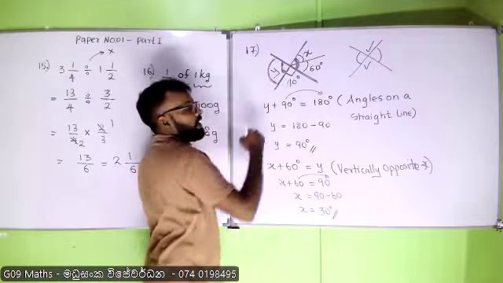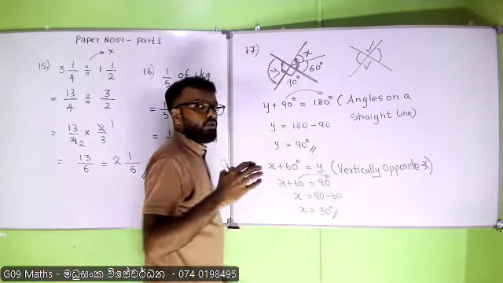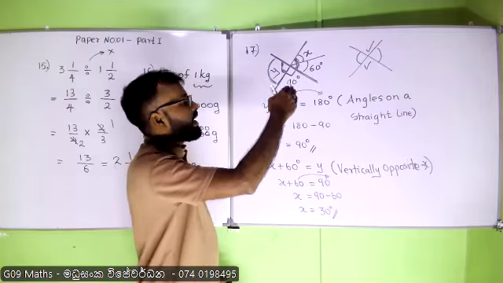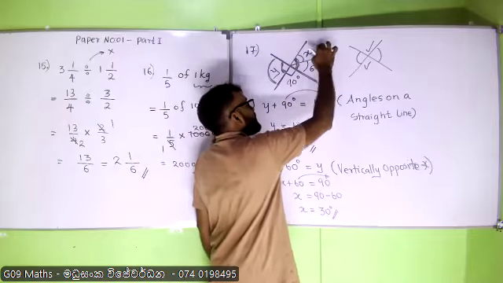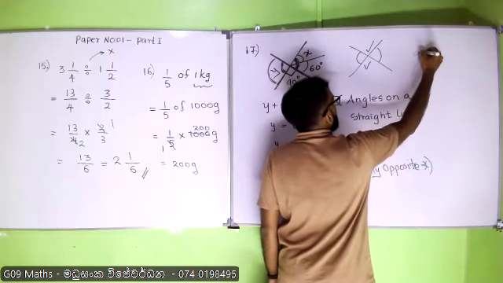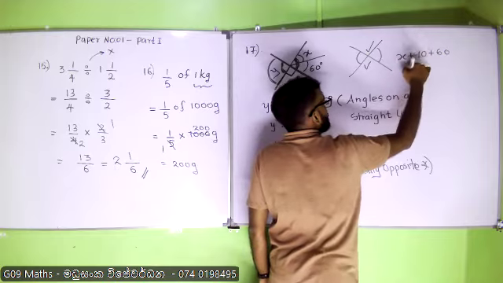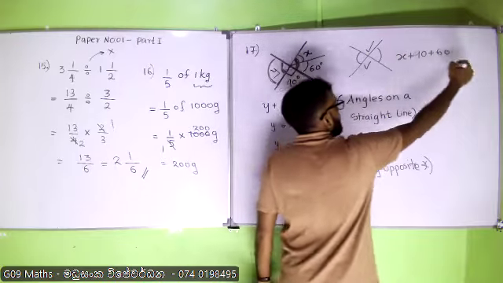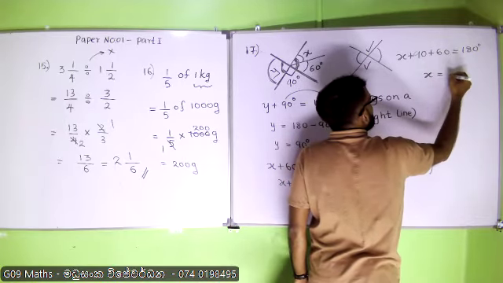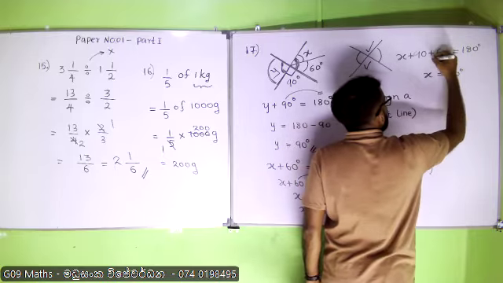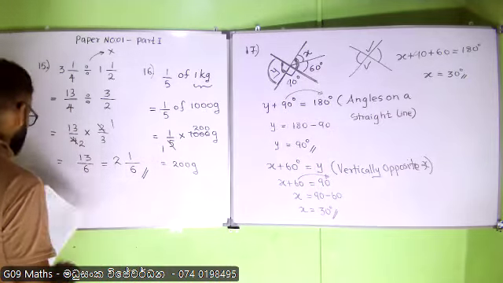You can find the value of x in another method. 90 plus 60 plus x equals 180. Sum of the angles on a straight line. Right? So I will write it as x plus 90 plus 60 equals 180. So you will get the same answer. X equals 30 degrees, by using this method as well. Whatever method you use, it doesn't matter. So that is 70.